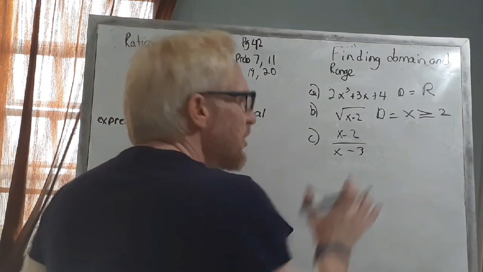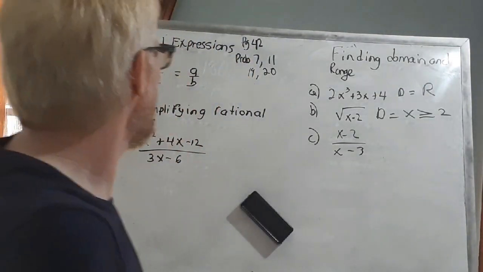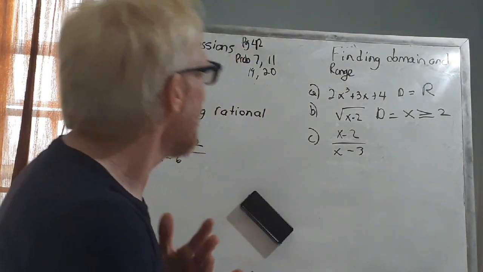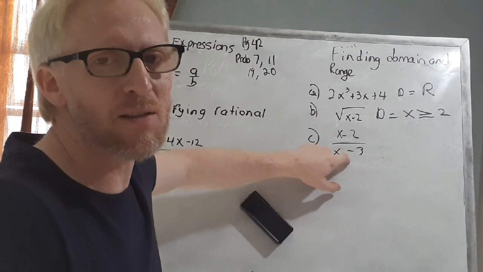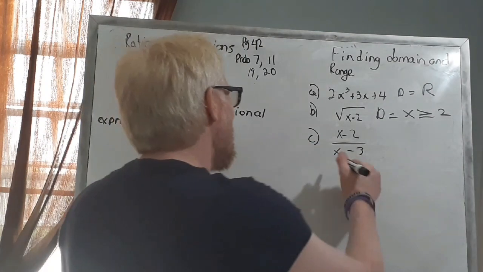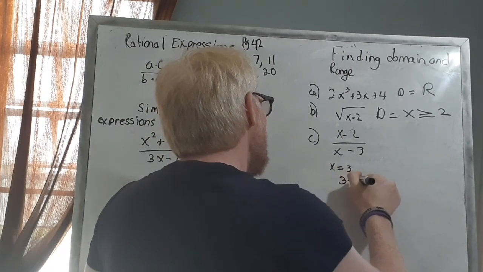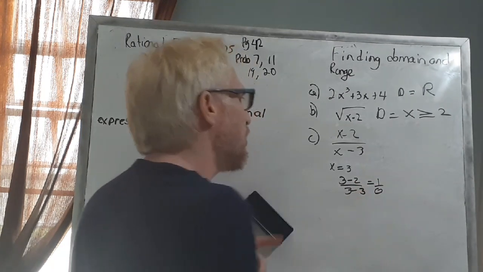Now let's look at this. The domain of a rational expression, and based on the rational expression, we're going to continue to simplify rational expressions. Now in a rational expression, the denominator can never be 0. So what number could possibly make its denominator a 0? That would be 3. If x equals 3, then I would say 3 minus 2 over 3 minus 3, which would equal 1 over 0, which is undefined.